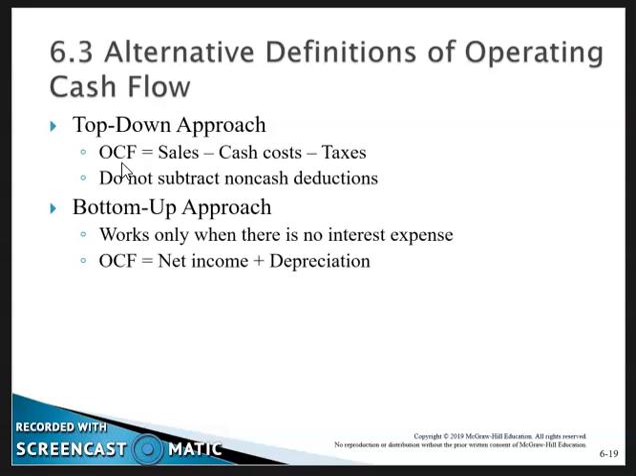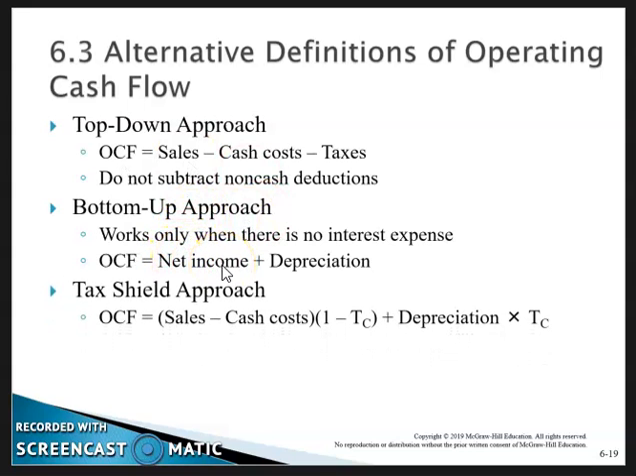It works when there's no interest expense. So the operating cash flow equals net income plus depreciation. The tax shield approach is also another method. Sales minus cash costs multiplied by 1 minus the tax rate, plus depreciation multiplied by the tax rate. So this gives you the after-tax net revenues, and then you add back the benefit of depreciation.